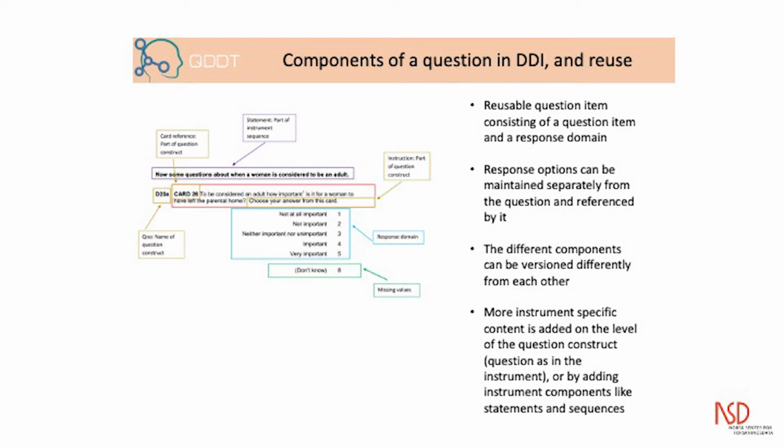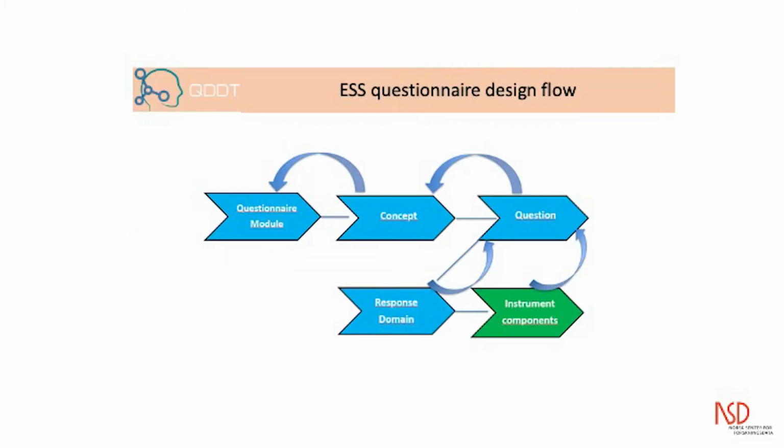As you can see here, a bit like how DDI builds things, when you have a question like this in a questionnaire, it's split up into different parts, and that makes reuse possible over time. So you have here, for instance, the response domain, the response categories, you have a question text, you have more instrument related components and so on that can be added to the question as in the instrument, or question construct as you call it. You can have different levels of the question. And here is the ESS questionnaire design flow. As you can see, it is an iterative process.